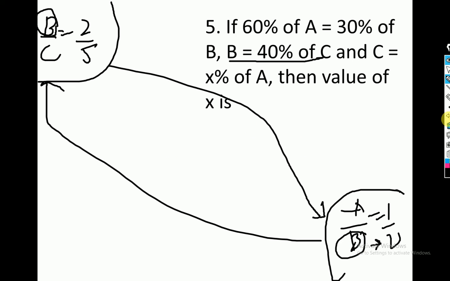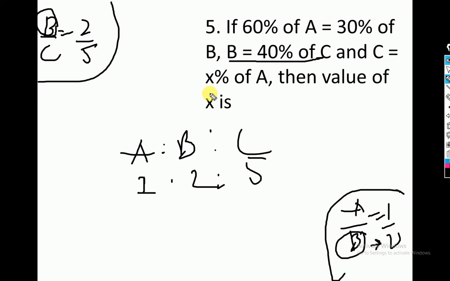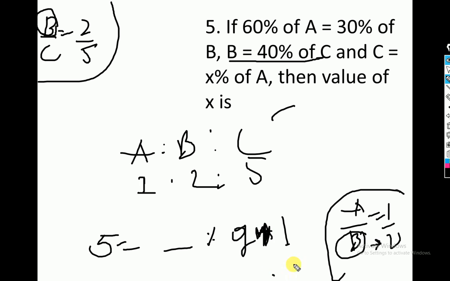A is to B is to C. So A is 1, B is 2 and C is 5. It asks: 5 equals dash percentage of A. A is 1 over here. So 5 is what percentage of 1?